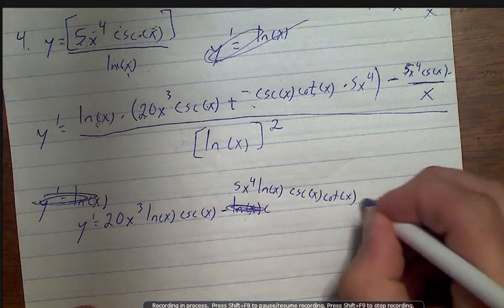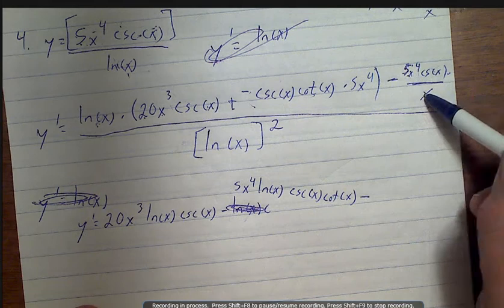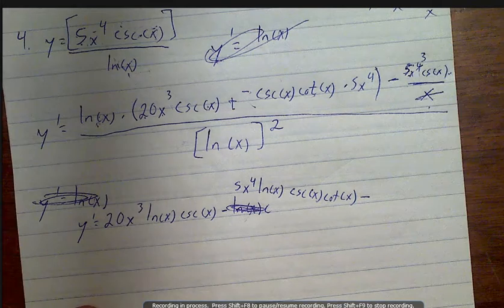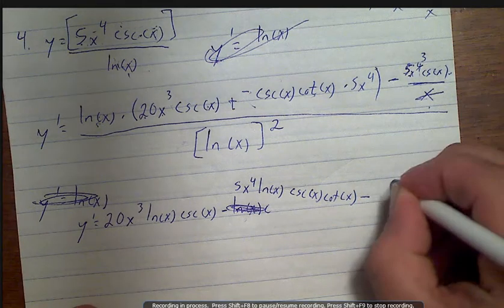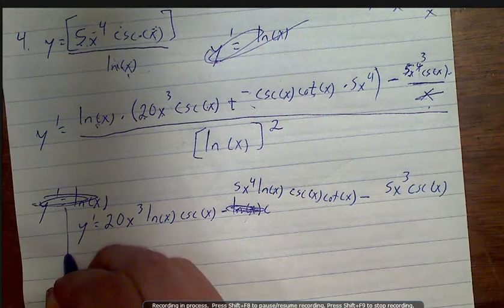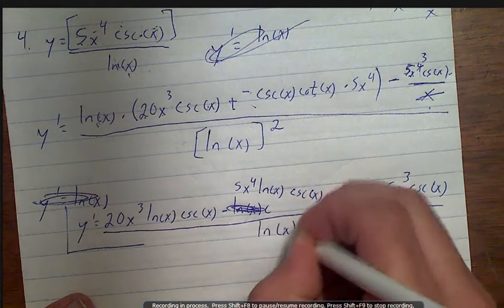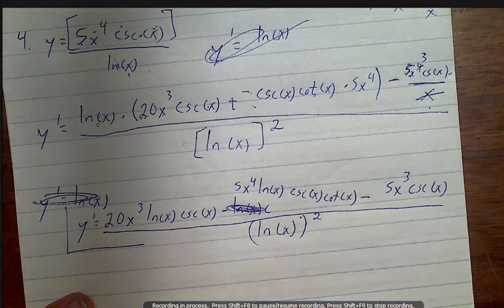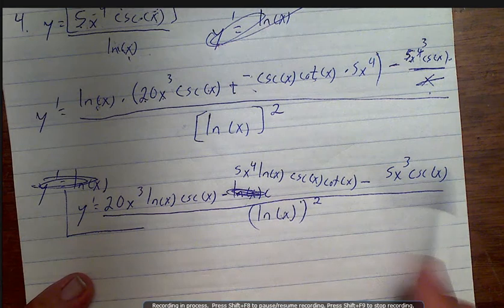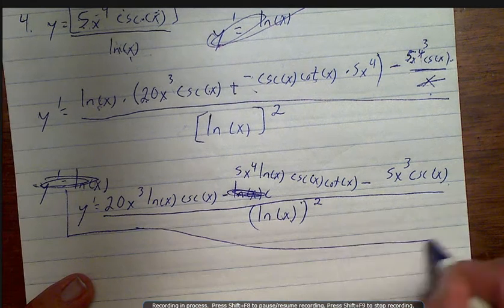Now it's 5x to the fourth over x. So this x is going to cancel and make that x to the third. So minus 5x to the third cosecant of x. Oops. All divided by natural log of x squared. Now, can I cancel natural log out? Let's see, does every single term have a natural log in it? The answer is no, so it has to stay natural log squared. And there's your final answer.